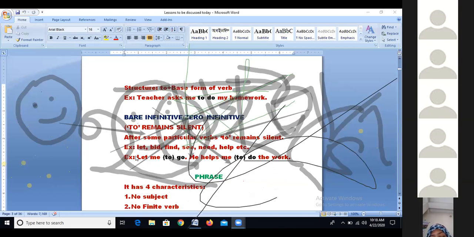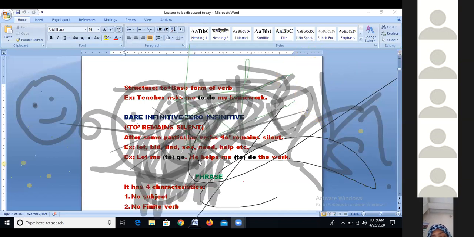For example, you let me go. But you remains here silent. Let is doing the function of a finite verb. And go, this is bare infinitive or zero infinitive.